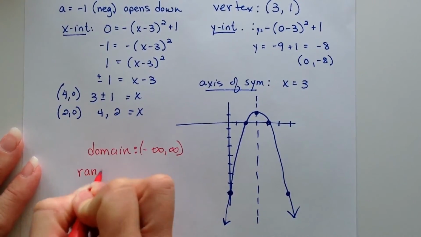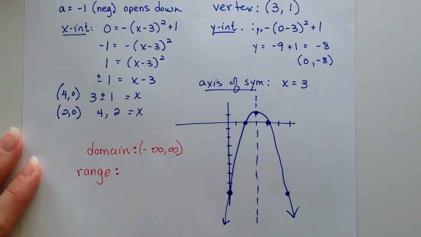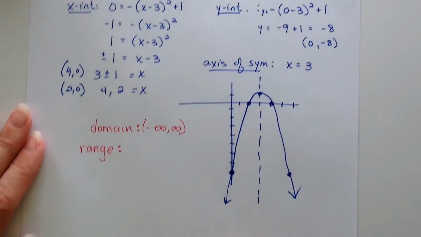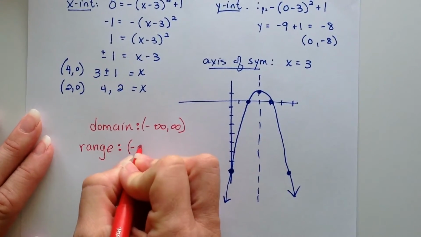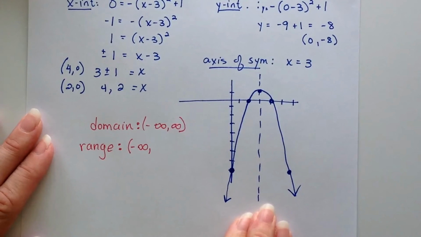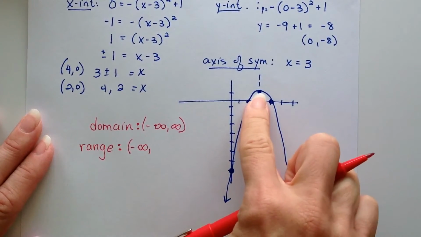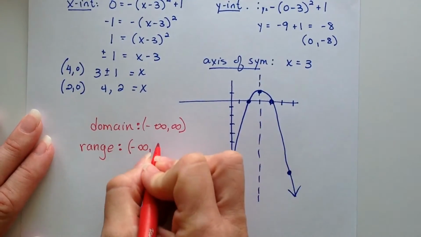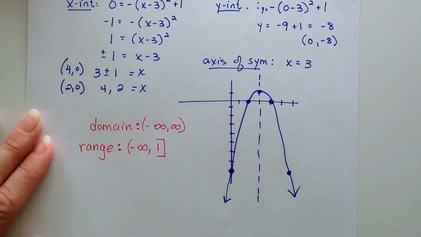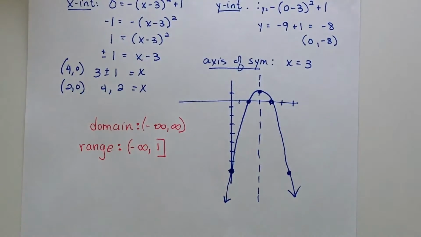Now, your range this time, when you're talking about from bottom to top, it does go down forever, so for your range, you're going to have to start off with negative infinity. But it doesn't go any higher than this value, which the y value at that point is positive 1, which is included, so you'd have your bracket. Okay, so there's that problem.